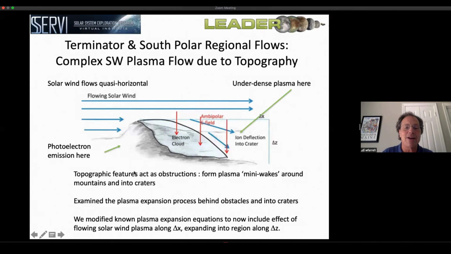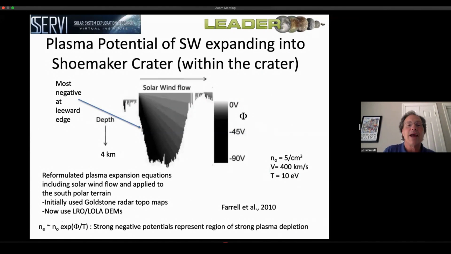We modified known plasma expansion equations, which were normally one-dimensional, and now included the fact that the plasma is both flowing in one direction in delta X and expanding in delta Z. Right, and this was in 2010, we looked at this. A great example of this that we did is we looked at the plasma potential that forms within Shoemaker crater. Now, of course, this is a model, and early on we were using the Goldstone radar topo data.